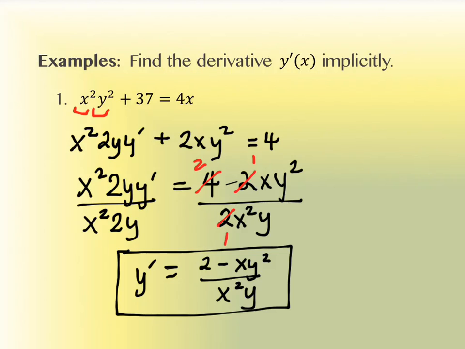Now notice the solution, this answer, is in terms of x and y on the right-hand side, isn't it? So it doesn't look the same as the answer would have been had I solved the original problem for y and done this explicitly. The answer looks different. It's equivalent, but it looks different, and this is the acceptable way that we would leave the answer written. Any questions on that one?